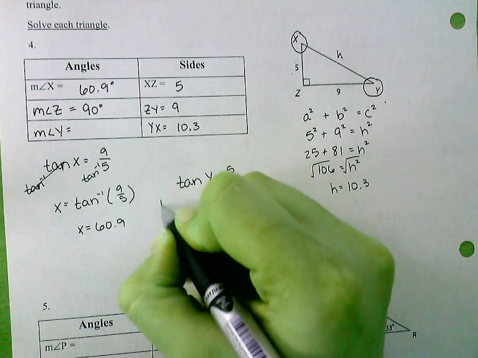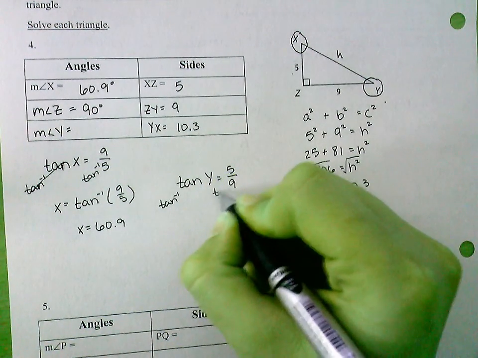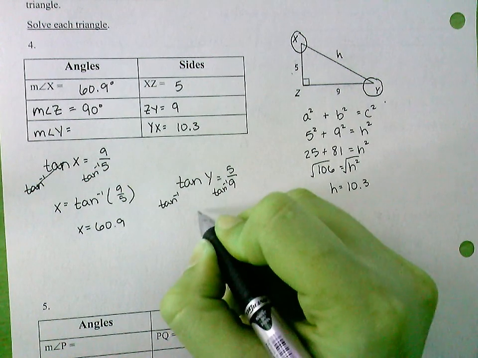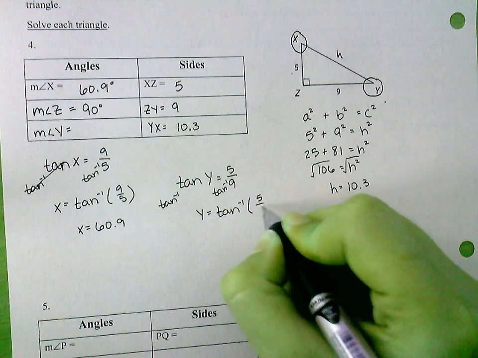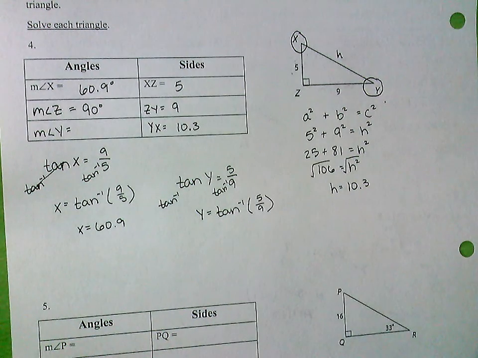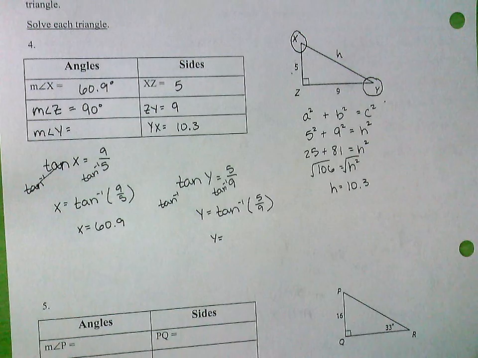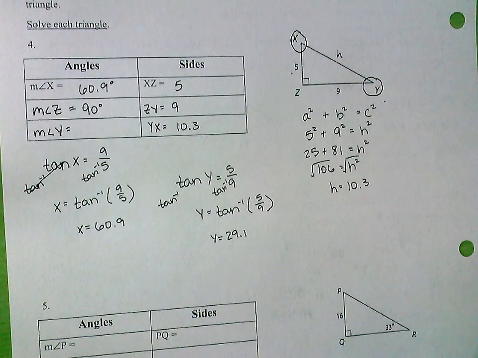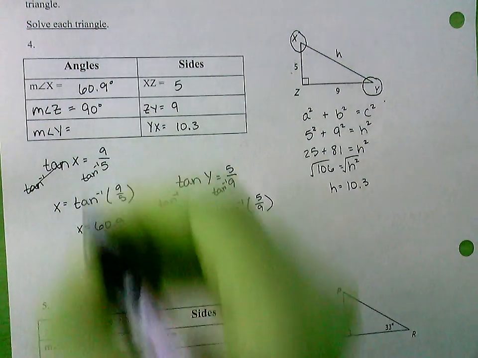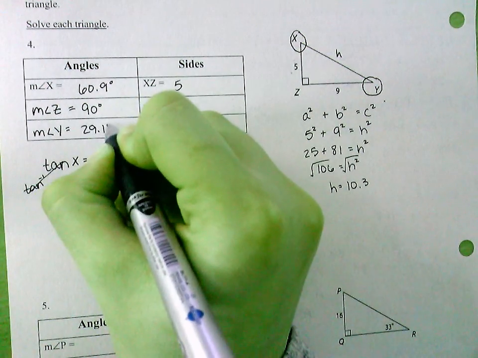And again, I want to take the inverse so that I get Y is equal to tangent inverse of 5 over 9. Okay, and Y should equal 29.1. Okay, so we have 29.1 degrees.